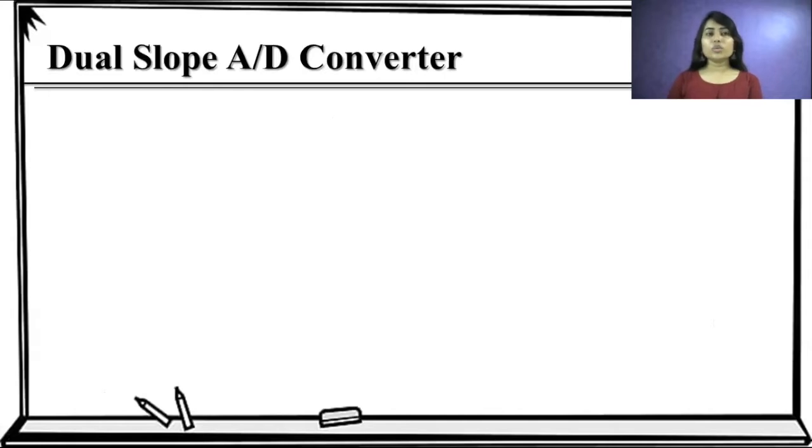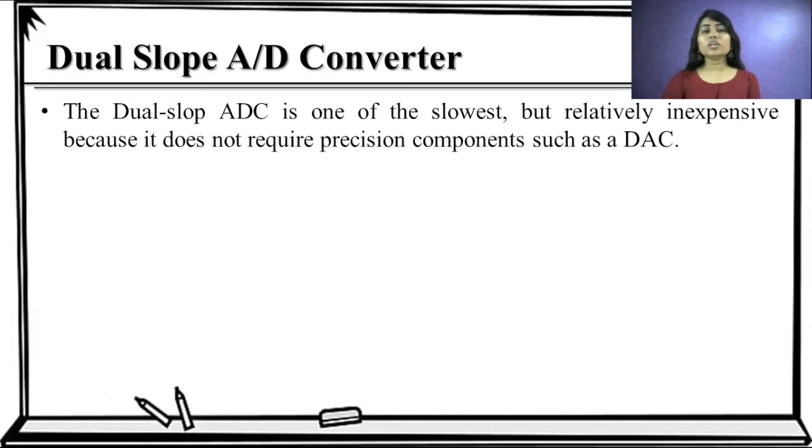Dual slope analog to digital converter. The dual slope analog to digital converter is one of the slowest but relatively inexpensive, because it does not require precision components such as a DAC. As we discussed in previous sessions, the successive approximation type and the counter type use a digital to analog converter, which requires precision. So this dual slope converter is quite slow, but we eliminate the need for the digital to analog converter.